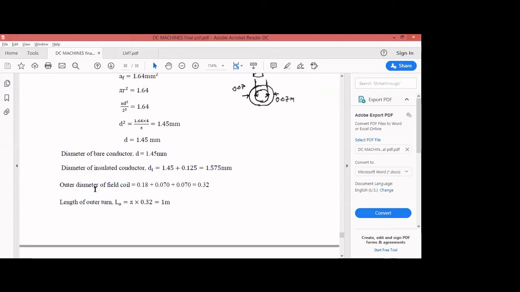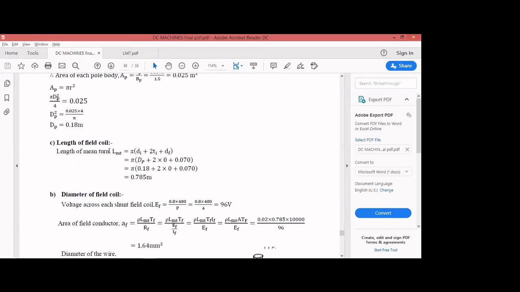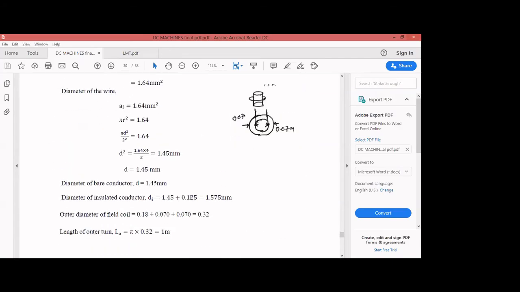Now, the required outer diameter of the field coil. Thickness DF is given. It's nothing but 0.07 meter or 70 mm. So thickness here DF is 0.07. If you take the entire length, that will be the outer diameter of the field coil. So inner is 0.18. What you got? 0.18 is nothing but the diameter of the pole.